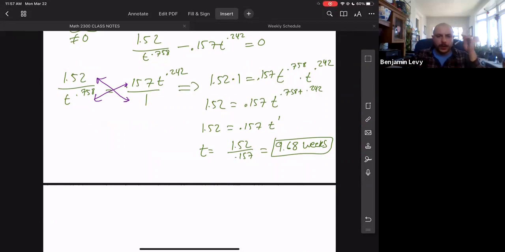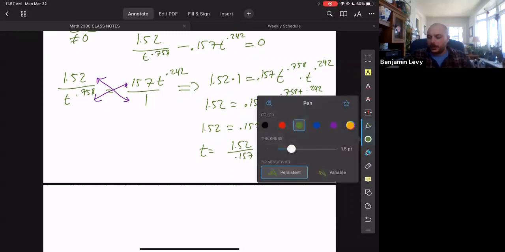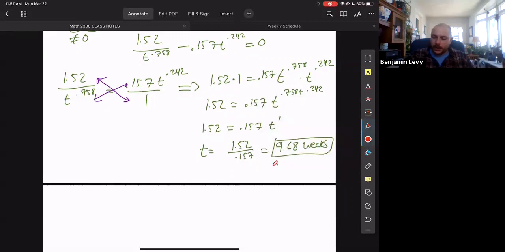Let me remind myself what the questions are. So find the age at which the max daily consumption occurs. So this is the day that it happens, right? Or the week, I guess, technically. The age. So this is the age at the max consumption. That's number 1.